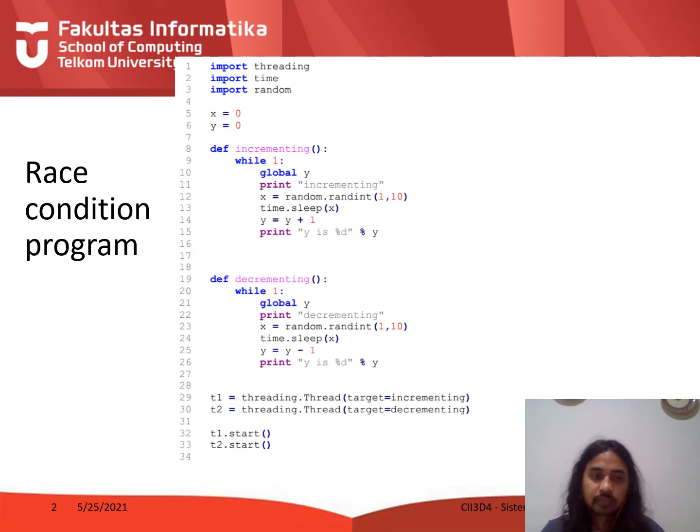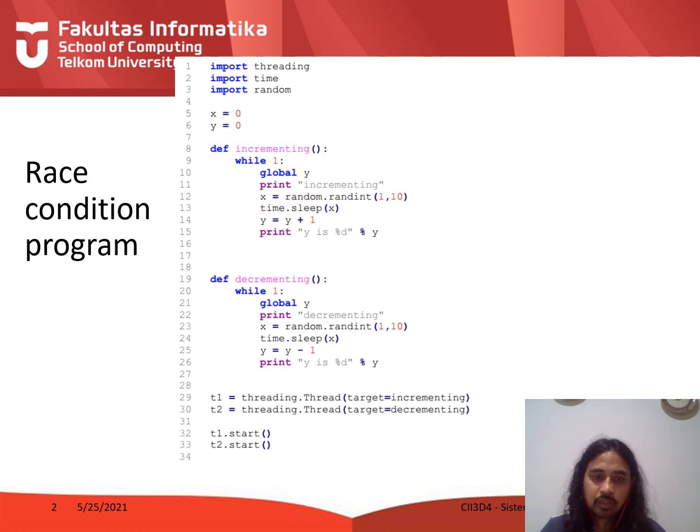So in the previous video, we had one problem. What problem is that? It's called a race condition, and why does it happen? Because when it prints incrementing and goes to sleep, and then actually increments the number and prints it, it can be interrupted by another thread. For example, decrementing, and when it is interrupted by decrementing, it provides the wrong value.